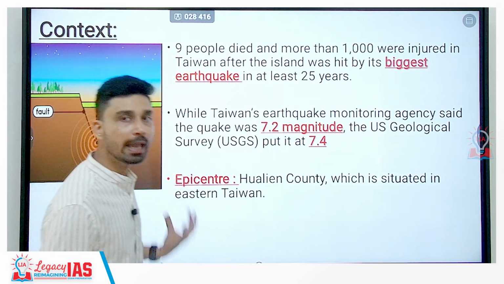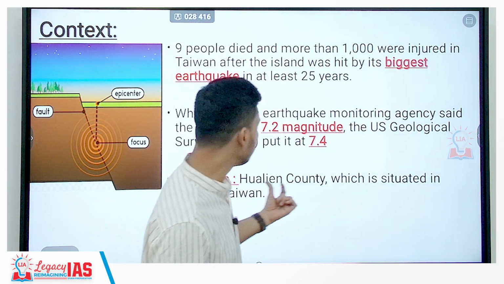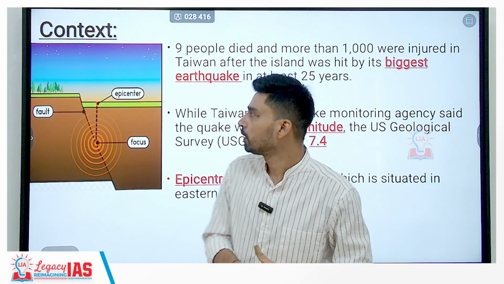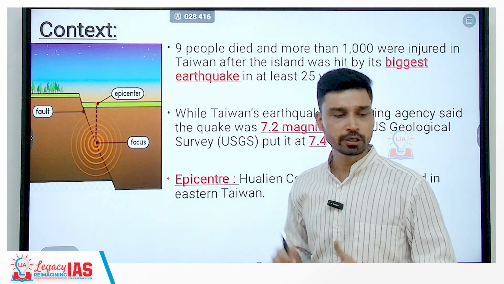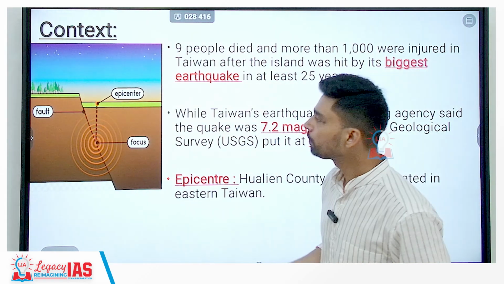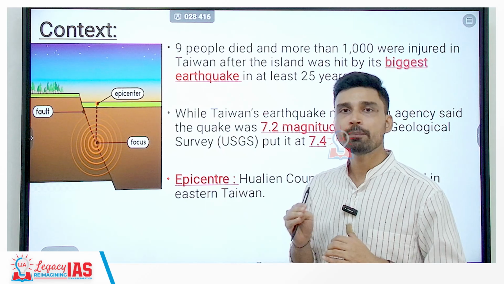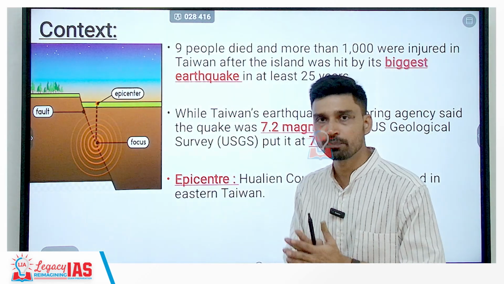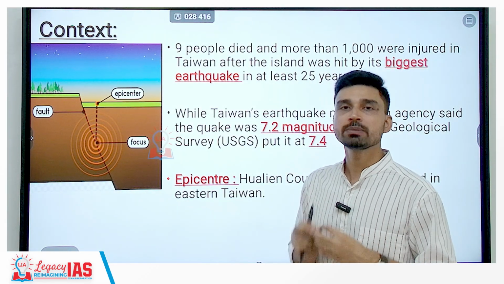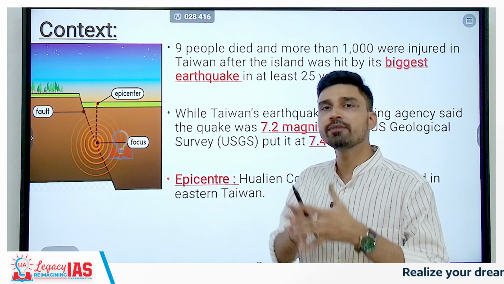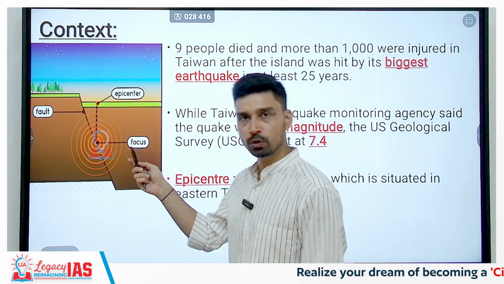If you talk about the epicenter of the earthquake, it was in Hualien County, which is situated in the eastern part of Taiwan. So let us first try to understand these terms briefly. We know that an earthquake happens due to disturbances below the earth's surface in the rock system. The place where the actual disturbance happens, or the place from where the seismic or earthquake waves originate, is termed the focus.